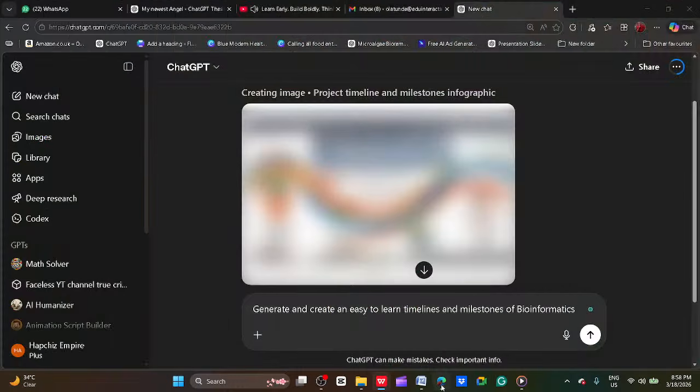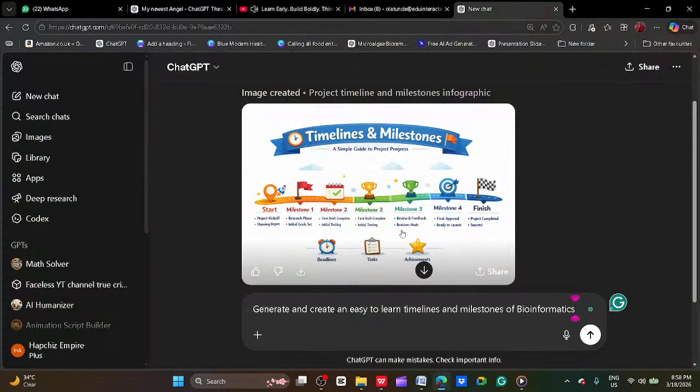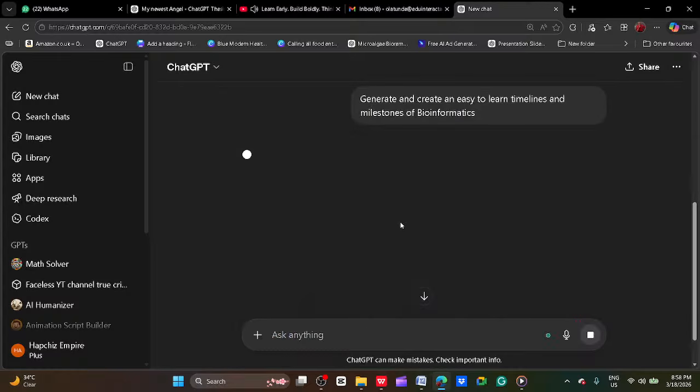The other time, I was not too specific, that's why it was not generating this thing for me. So let me now generate it. Generate and create an easy to learn timeline and milestones of bioinformatics. So that is that.